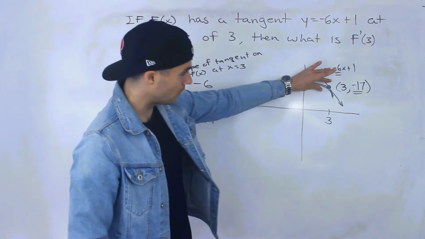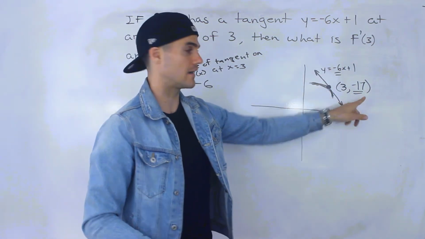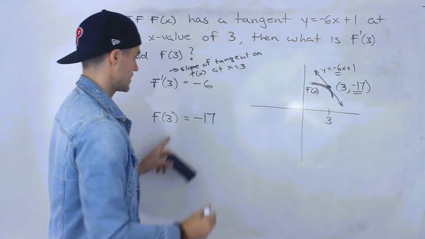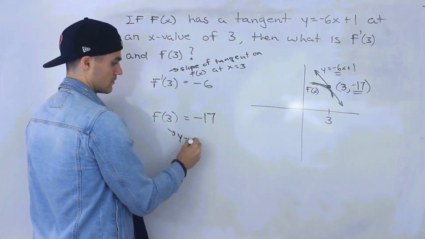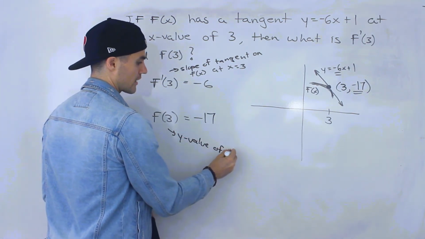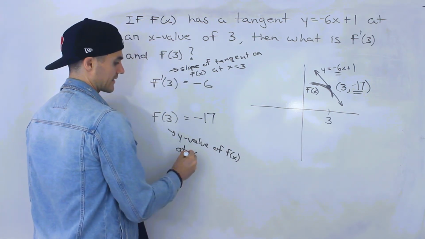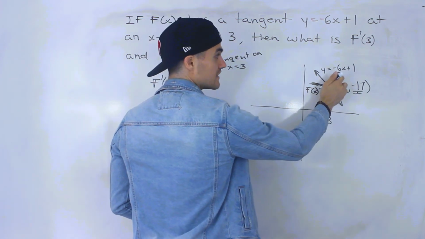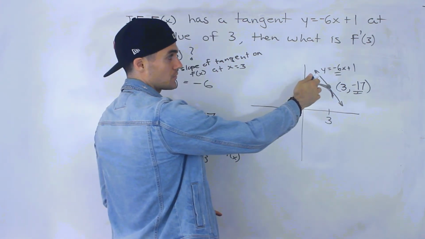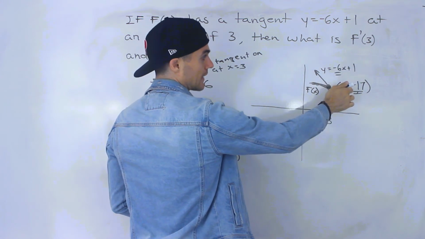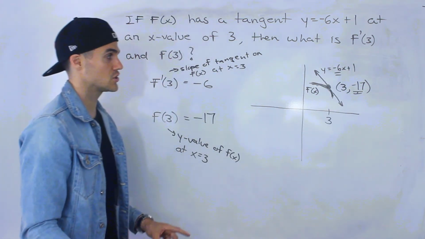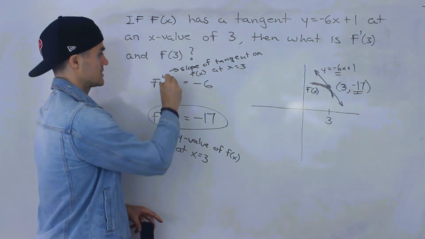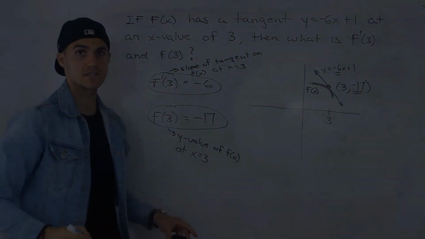Because that point here, remember, we're looking for this y value, right? Because this is the function, f of x. So this here is the y value of f of x at an x value of 3, this over here. But this point is also on this tangent. So we could find out what that y value is by just plugging in that x value 3 in the tangent. We get negative 17. So that ends up being f of 3, negative 17, and f prime of 3, the slope of the tangent, is negative 6.